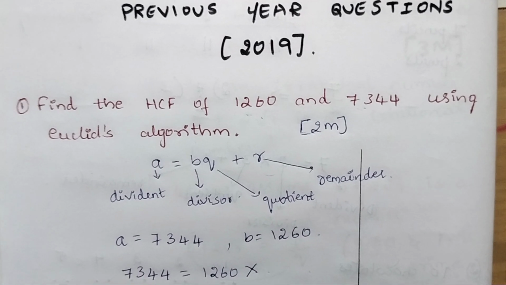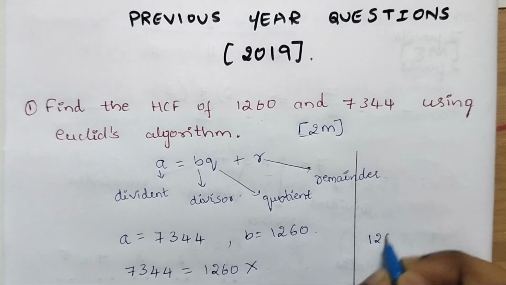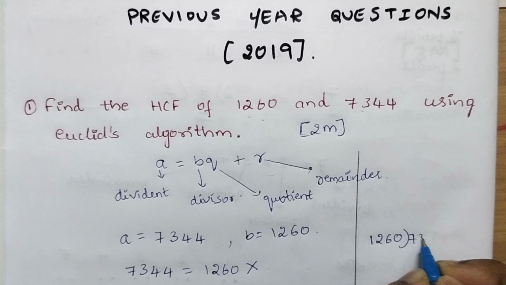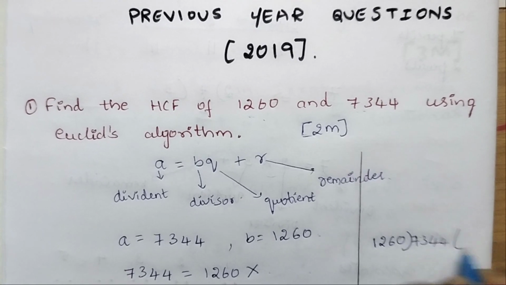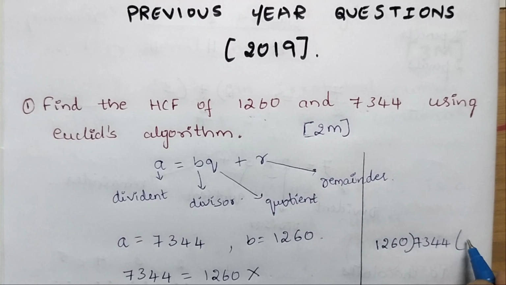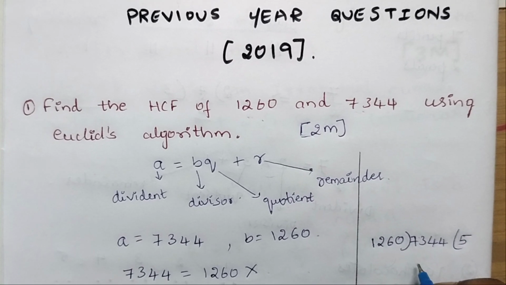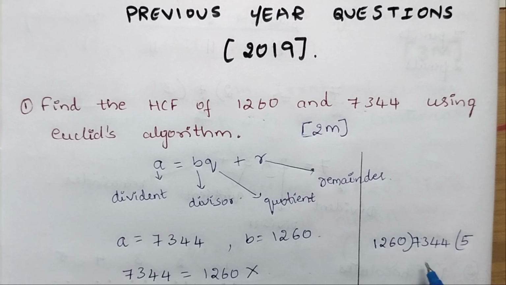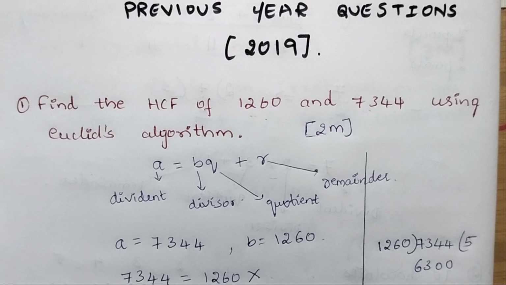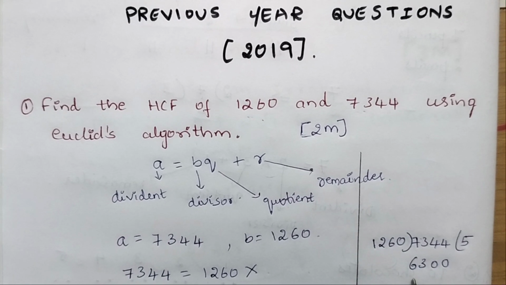How to find that? Very easy. You can go with normal division. So my divisor is 1260 and dividend is 7344. I can divide this. So 1260, I can multiply with 5. I'll be getting the answer as 6300. So 1260 into 5, I'll be getting 6300.